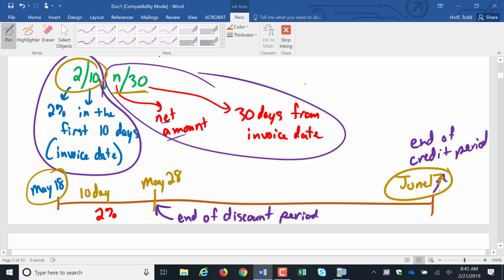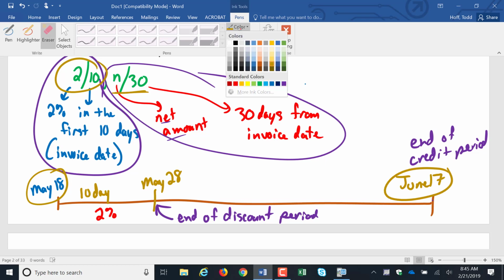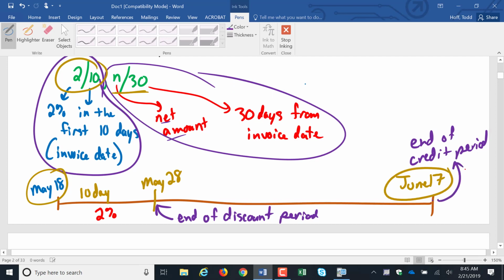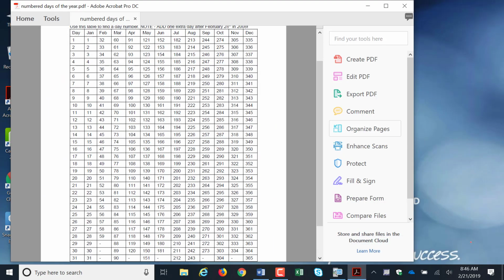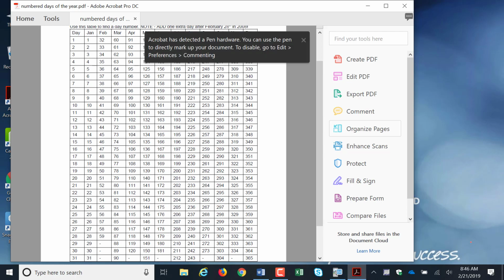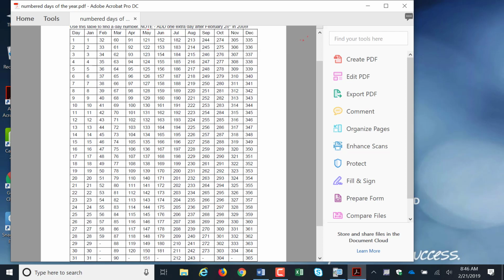Now, if you don't have your days of a month memorized and stuff like that, there are calendars you can use for finding that. What I've got right here is actually kind of a calendar, but it's the numbered days of the year. And you can see it shows all of the months and their date and what day out of the year it is. For example, May 18th. So the month of May is right here. Go down to the 18th is right there. That is May 18th is the 138th day of the year.